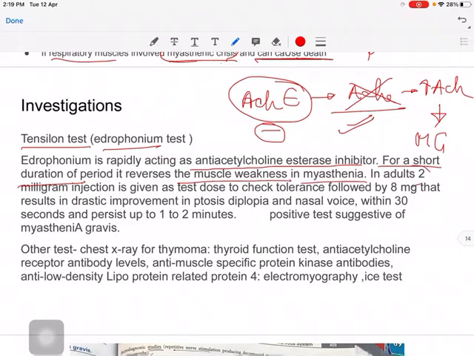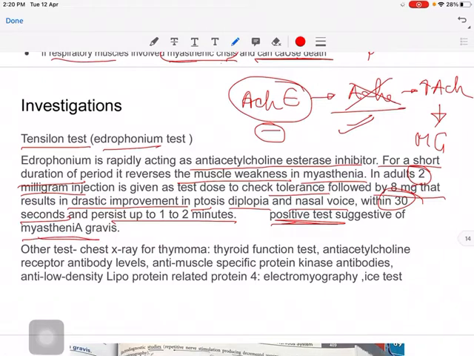So in adults, first we give 2 mg of injection to check the tolerance, then we give 8 mg, and we'll see that there is drastic improvement in what signs? Diplopia, ptosis and nasal voice within 30 seconds, and it persists up to 1 to 2 minutes. Very short acting. Positive signs suggest it is myasthenia gravis. Now if the symptoms worsen, then we can have another condition. This is known as cholinergic crisis. So it is also a differentiating test between cholinergic crisis and myasthenic crisis.